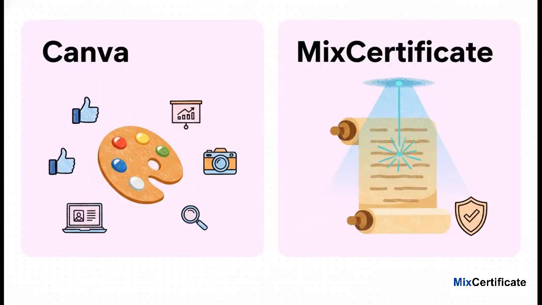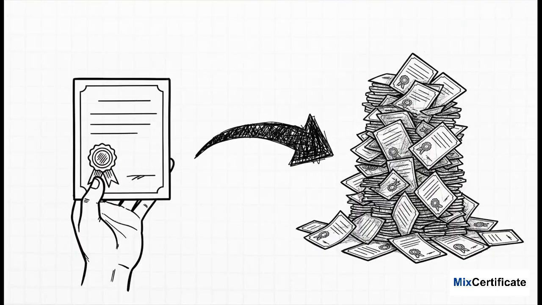And here's where you see the core difference right away. Canva is that amazing do-it-all graphic design tool for a million different projects. MixCertificate, on the other hand, is completely laser-focused. It was built from the ground up for one thing and one thing only: creating, sending, and, this is key, verifying digital certificates.